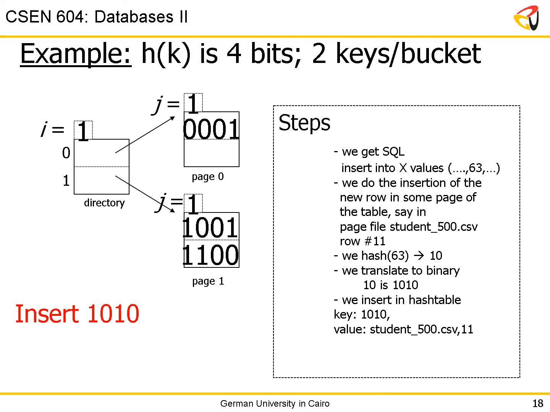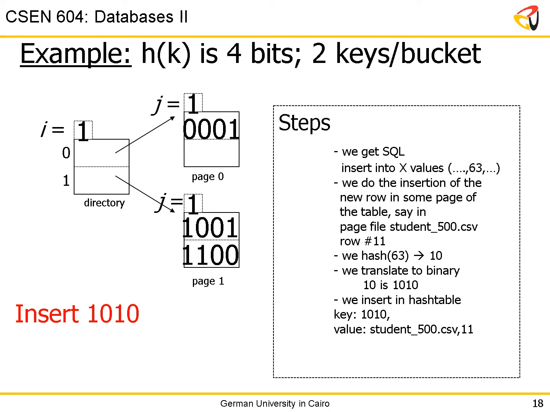Now what we're going to do next is start to work with the extensible hash table to also insert this new value, which is 63, along with a pointer to where this new row exists. So to work with the extensible hash table, we're going to hash 63. Let's say the output of the hashing function is 10. Now, there's no relation between the input to the hashing function and the output, except that it's a mathematical mapping from one input domain to some output domain. So we get the number 10 in decimal.